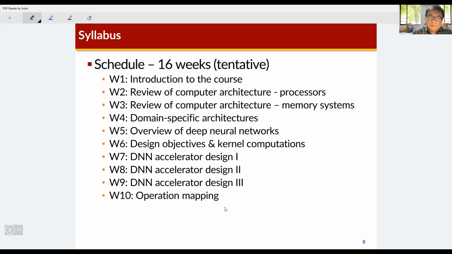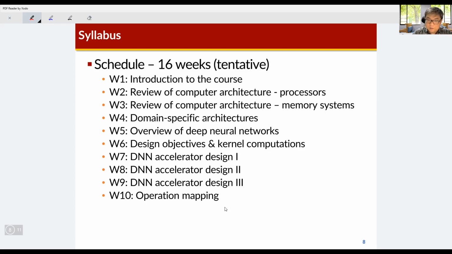Yeah, this is the tentative schedule of this course. This is the first class, the first day of the semester. I will introduce this course in the first class, and then I will cover some concepts of computer architecture, or some topics like processors or memory systems, in the upcoming 2 weeks. 2 classes, actually.